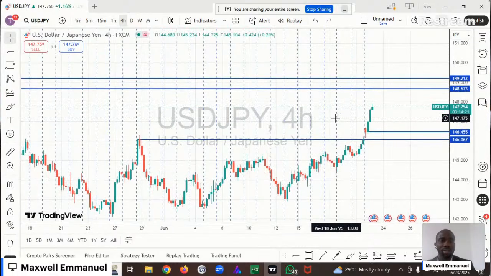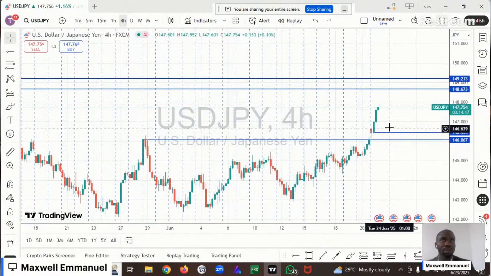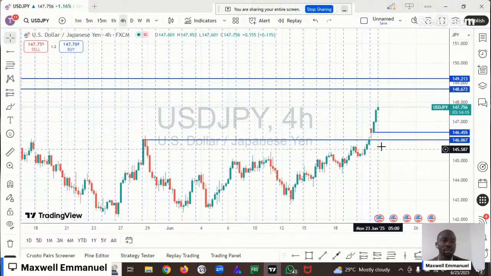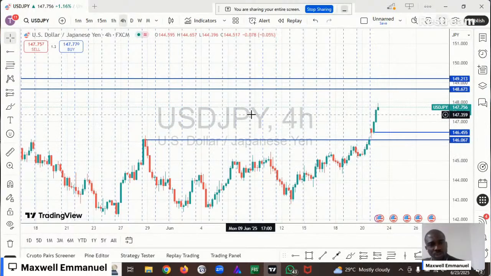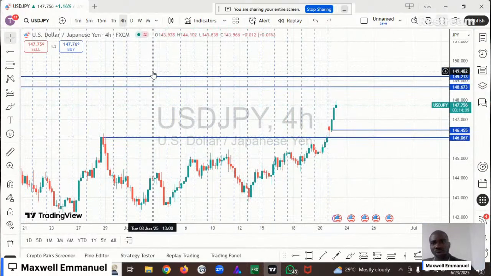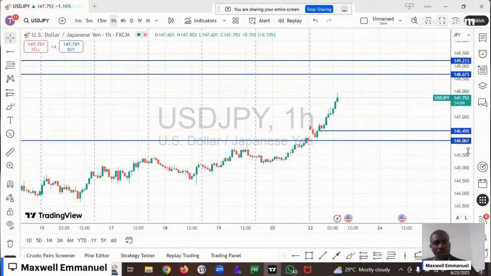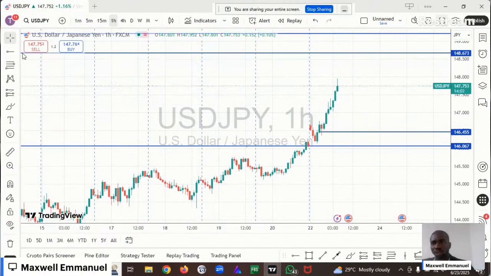Okay, so if you are still insisting on buying USDJPY, wait for a retracement. Wait for price to pull back. It should do a little retracement. You should just apply your Fibonacci from this swing low to swing high. At least wait for price to pull back to equilibrium before you take the trade.